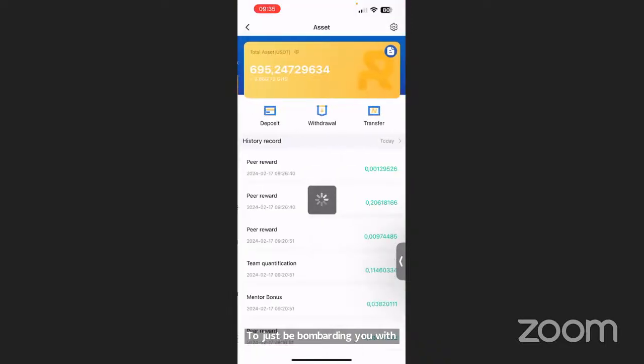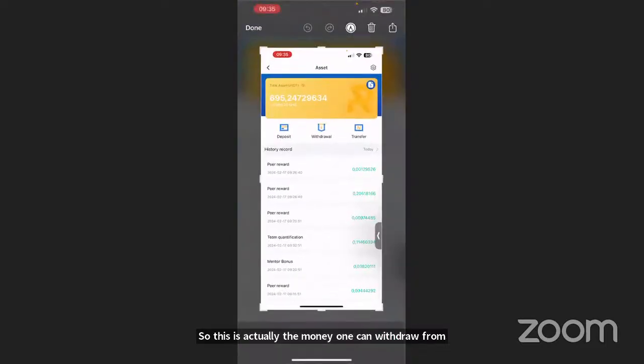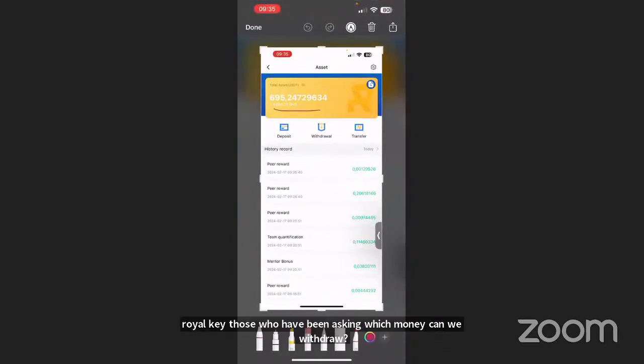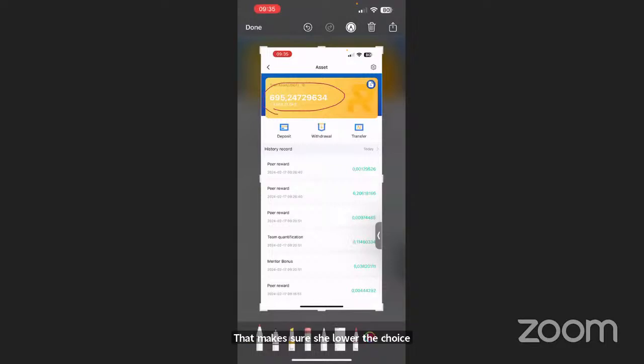Let's move to assets. So this is actually the money one can withdraw from Royalq. Those who have been asking which money can we withdraw. But make sure you do not actually withdraw your gas fees. Not because I say this money you can withdraw, you see people rushing to go and make withdrawals. If you withdraw your gas fees, your robot will not continue to work.